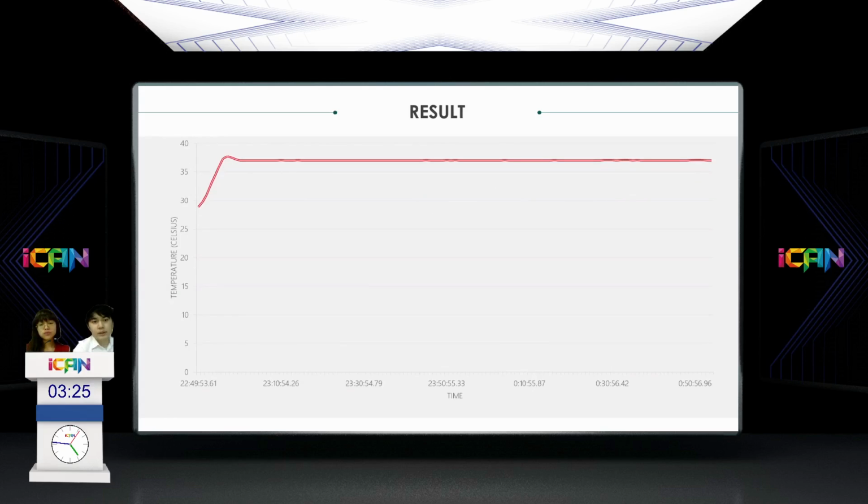And this is the result of the temperature system. In our setup, there is a temperature regulation system, which is implemented with PID control to regulate the temperature. Here is the starting point until around more than 30 minutes. It shows that when it reaches the cell culture temperature, it can maintain the temperature of our system.